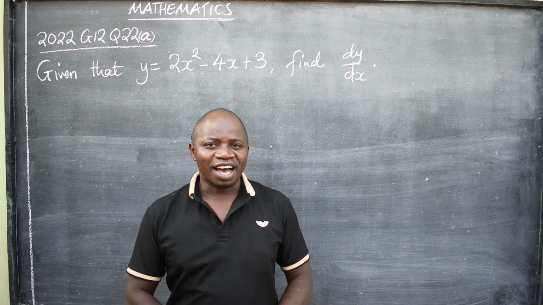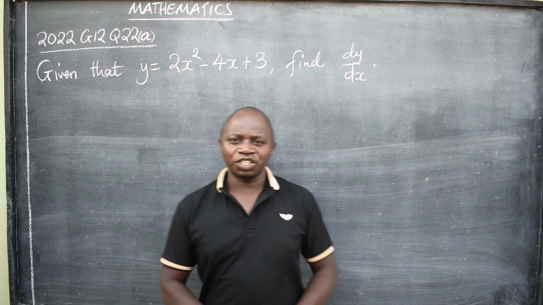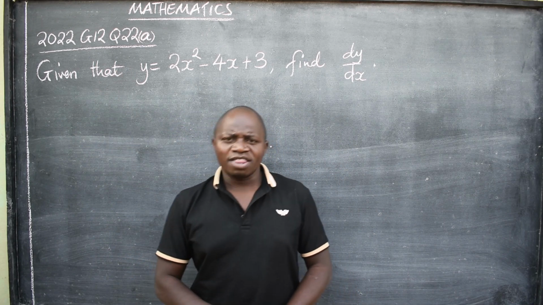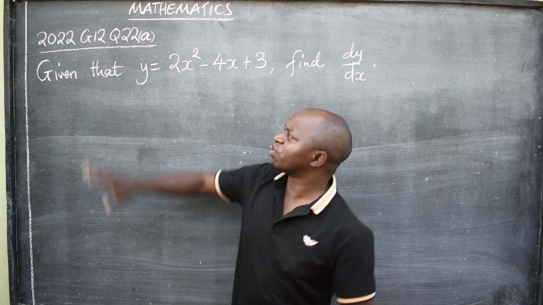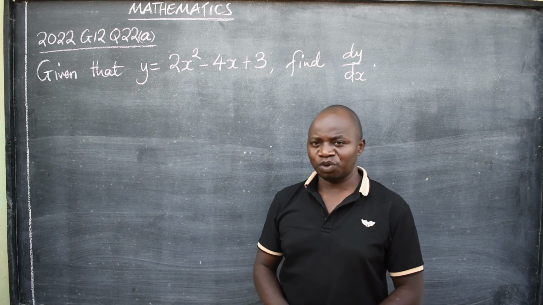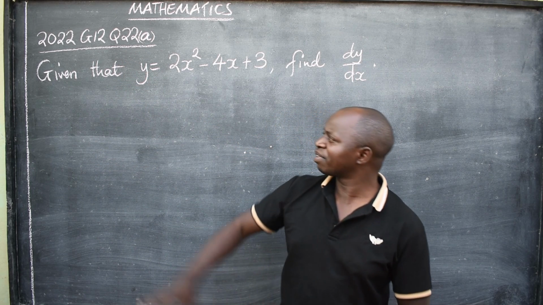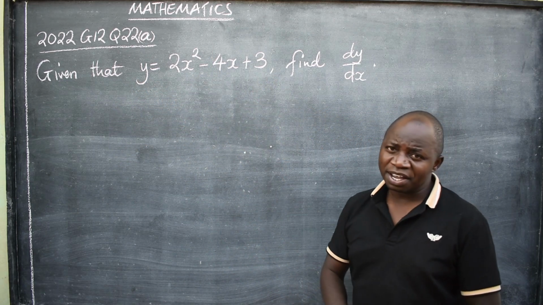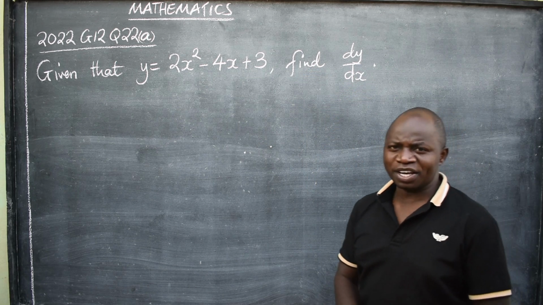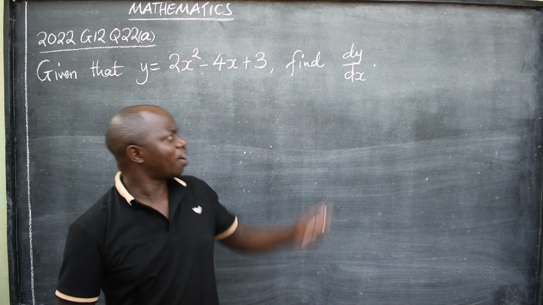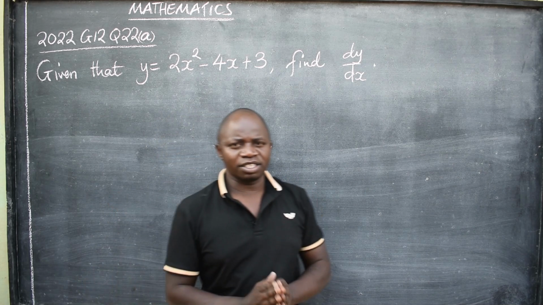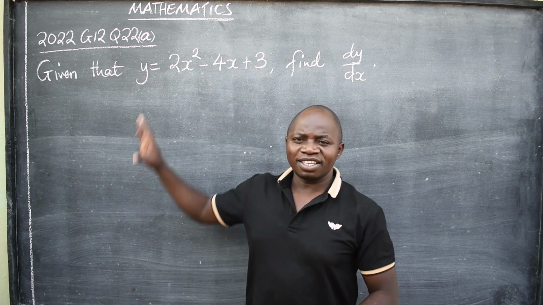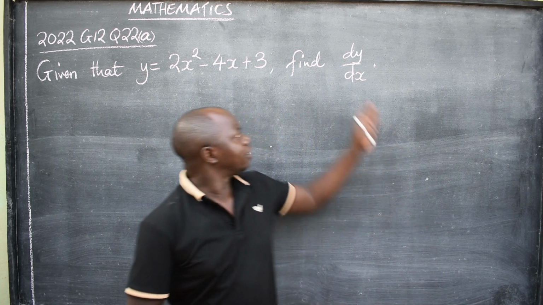This is mathematics, and in this presentation we want to look at this question from the 2022 School Certificate, that is Grade 12 Internal, and this was Paper 1, question number 22A. Pay attention. Given that y is equal to 2x squared minus 4x plus 3, find dy/dx. Let's identify the topic from which the question is coming. This is calculus, dy/dx.